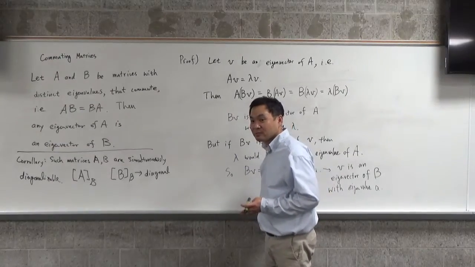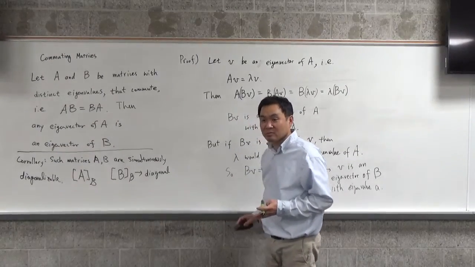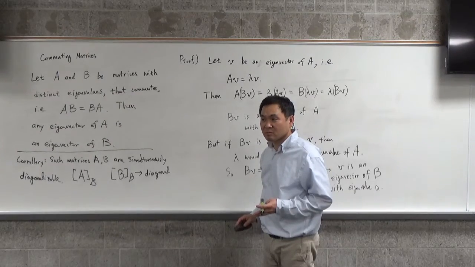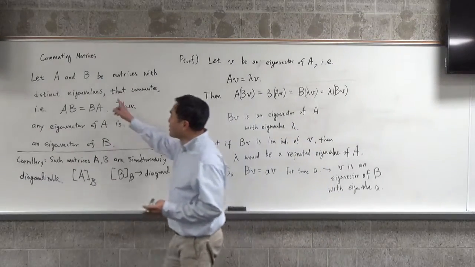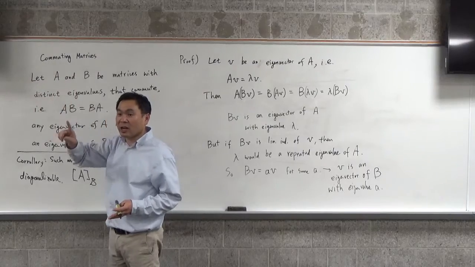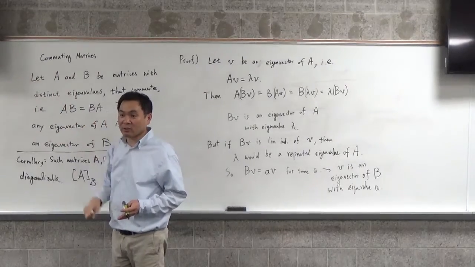Yes? So this is saying there are like multiple sets of eigenvalues with the same eigenvectors? No. Distinct eigenvalues means that for each eigenvalue there should be only one eigenvector. Okay.